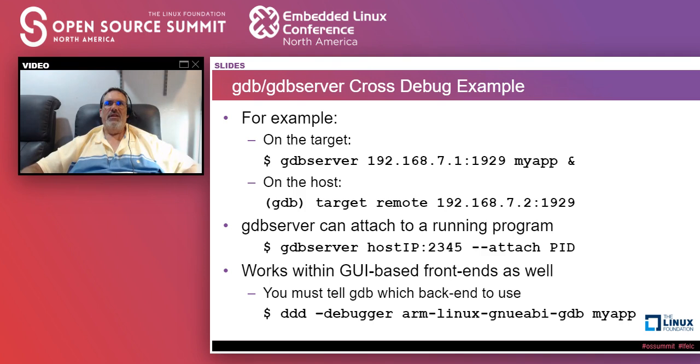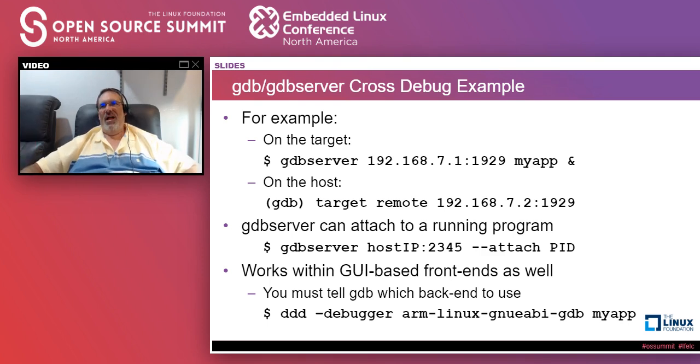I can attach to a running program. So I'll specify GDB server, the host IP, whatever that is, and a port number, like 2345, just pick one, dash dash attach, and the process ID. That will then connect and wait for the target remote command to happen, and then you'll be connected in the debugger.